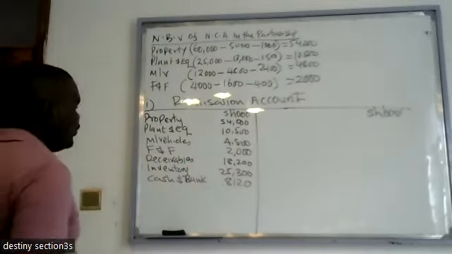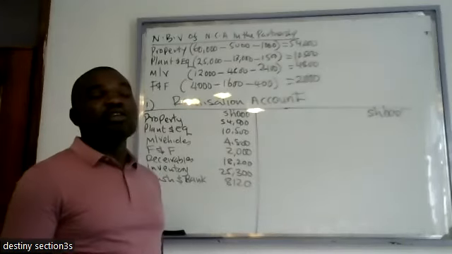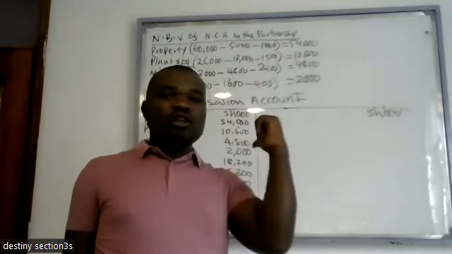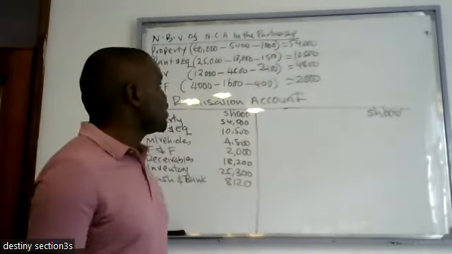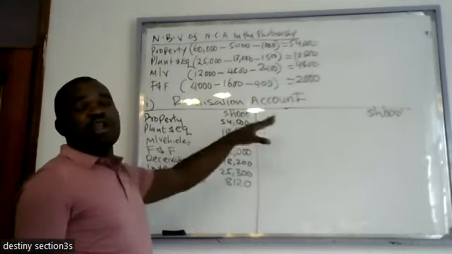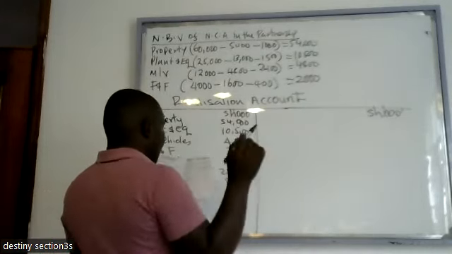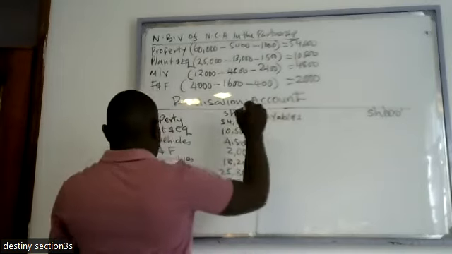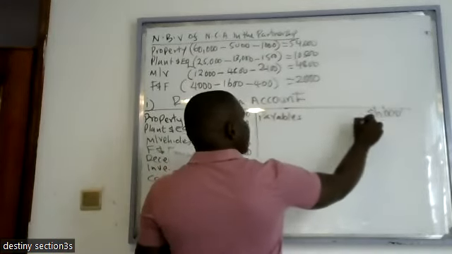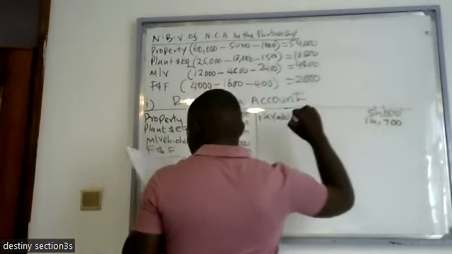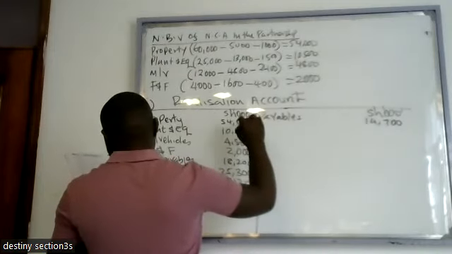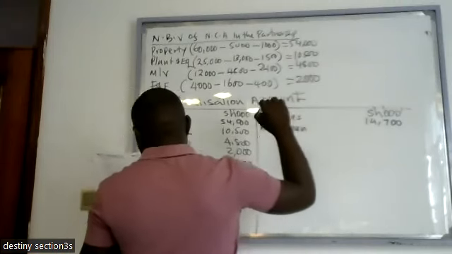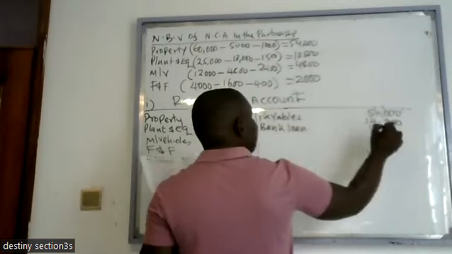Then liabilities in the ledger, they normally have credit balances. So to close those liabilities, debit liability, credit realization. So just know realization is debited with assets and credited with liabilities at their book values. So payables, 14,700. Then bank loan is 18,000.